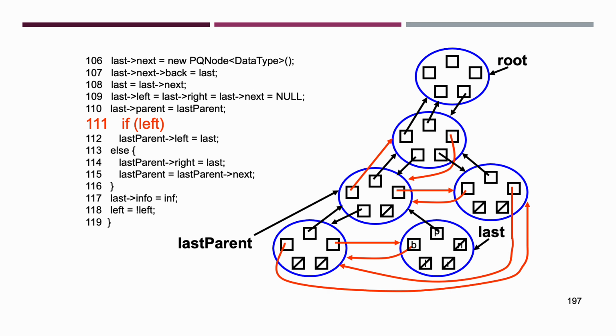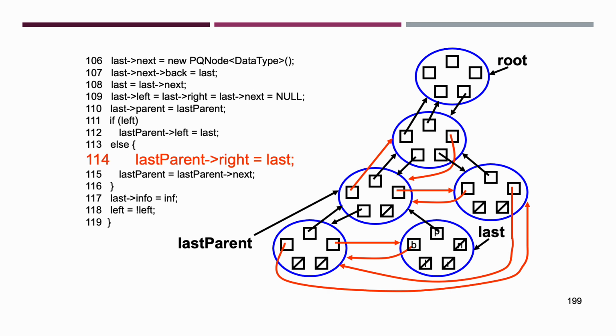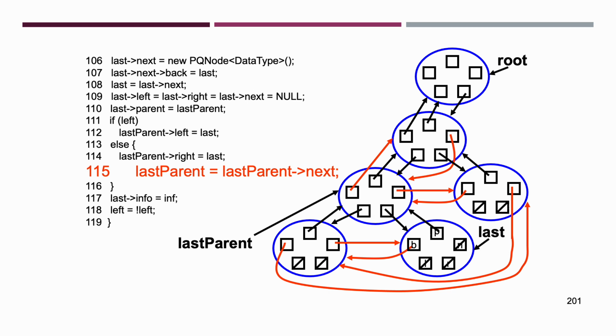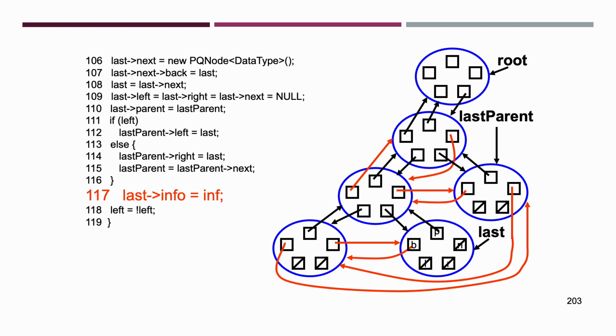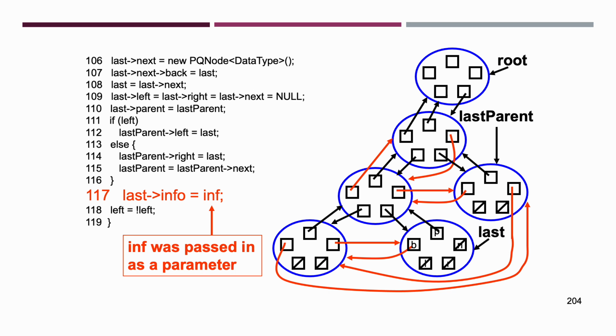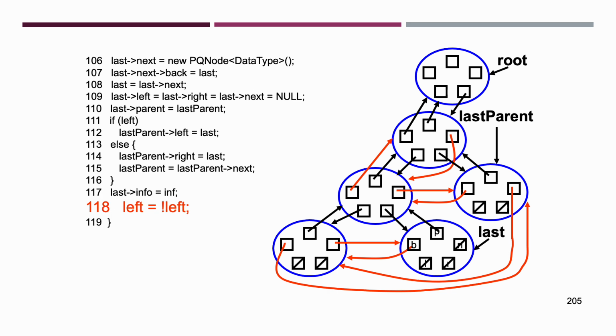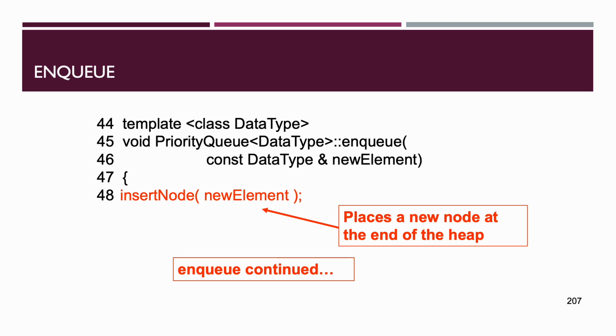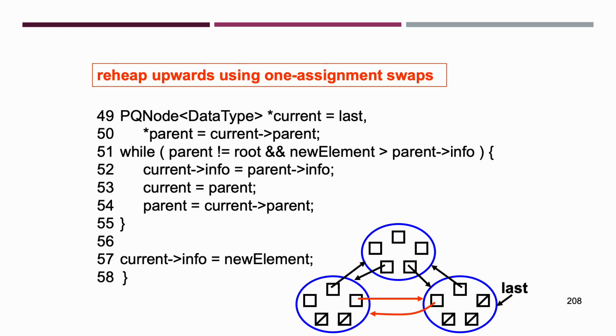So if is left, the last parent is going to point left, which is equal to last. Otherwise it will point right, which is equal to last. And then last parent is equal to last parent pointing next here. Then we have last pointing info, which is equal to info. Left equal to not left. This is how it will work. And this insert node places a new node at the end of the heap. Now here it will reheap upwards using one assignment swaps.